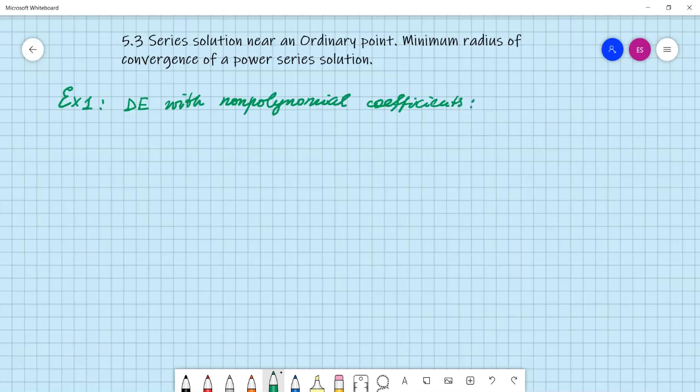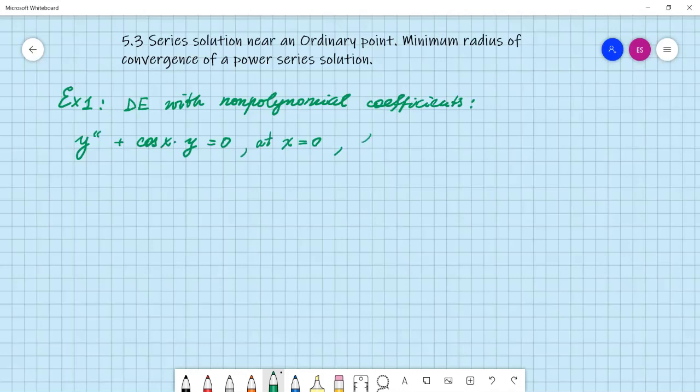So what I mean by non-polynomial coefficients, let's look at this equation. Second order derivative of y plus cosine of x, y equals 0. Let's search for general solution at x equals 0. And we're not going to find actually the whole series.